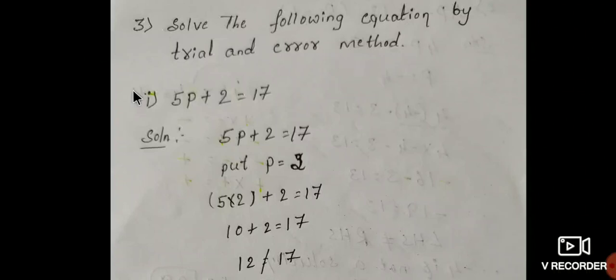The given equation is 5p plus 2 is equal to 17. We should find that value.